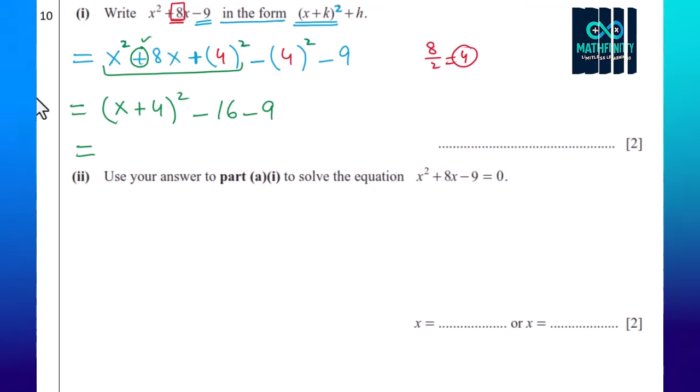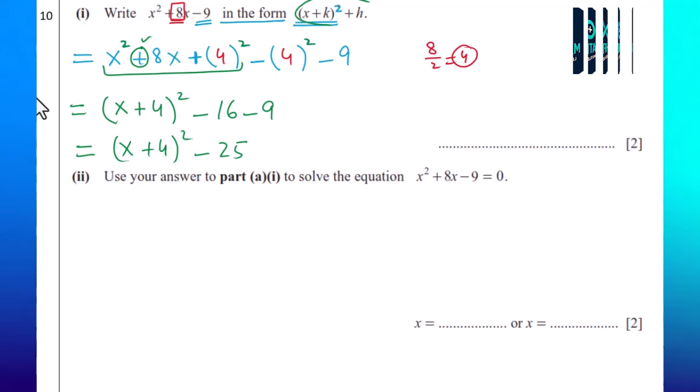Then what is the final answer? X plus 4 whole squared minus 25. This is in the form they said, leave your answer in this form. So we have to write here. This question was for 2 marks.